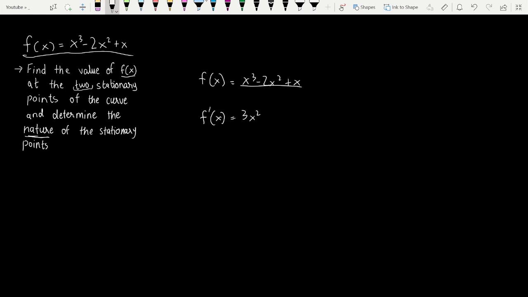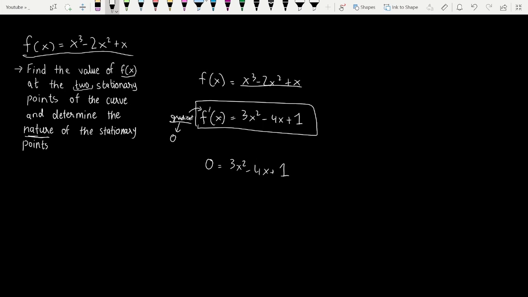So this is going to be 3x squared minus 4x plus 1. Once you have all of this, you know that this is basically the equation for your dy by dx, or your f prime of x. And you know what this represents: the gradient. Now, the way you will find the stationary points is you do the following. You know that the gradient at a stationary point is basically 0. So you plug the 0 in here, and then you basically solve this equation.